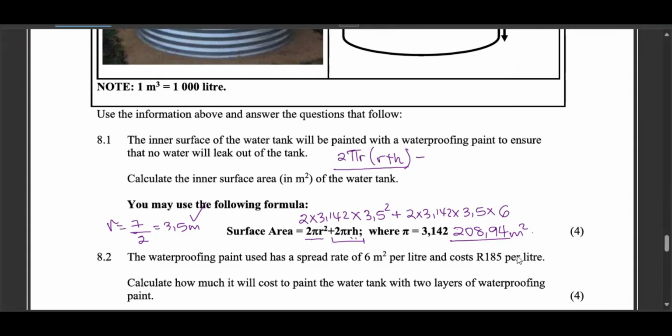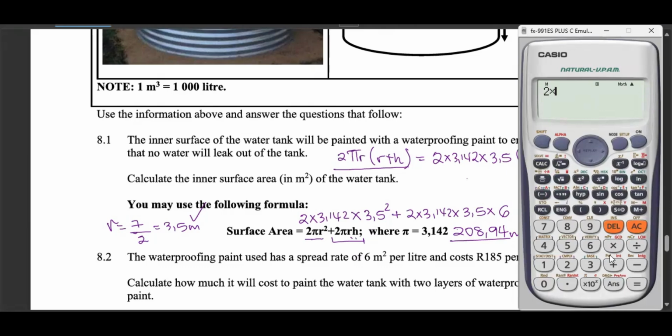Recap on this other one here. If I told you to use this one, I would say 2 times 3,142 times the radius, which is 3,5, open brackets, 3,5 plus the 6. Let's put it in the calculator and you see. You can simplify here, but it's fine even though you don't simplify, because it's 4 marks.